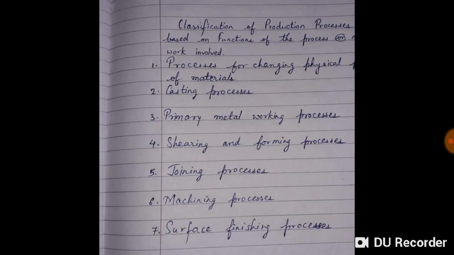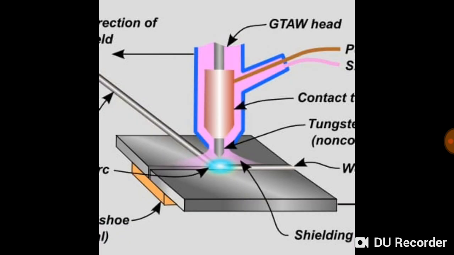So now the next process, that is the joining process, where we have different processes like welding, brazing, soldering, riveting, screw fastening, pressing, adhesive joining. But here we will take only the photograph of welding and riveting. So let's see the photograph of the same.